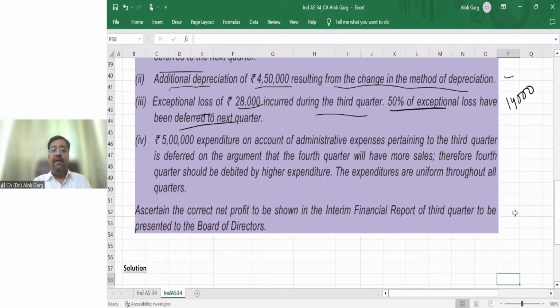Rupees 5 lakh expenditure on account of administrative expenses pertaining to the third quarter is deferred on an argument. So there were administrative expenses of 5 lakh rupees in the third quarter, but the company also deferred that to the fourth quarter. And what was the argument? The fourth quarter will have more sales. In the fourth quarter, the revenue will be much higher, and that is why the fourth quarter should bear higher expenditure. The expenditure is uniform throughout all the quarters.